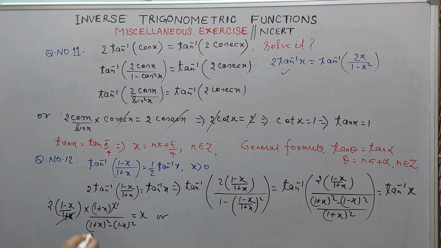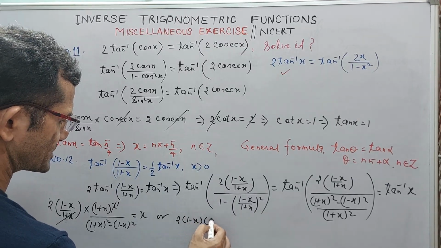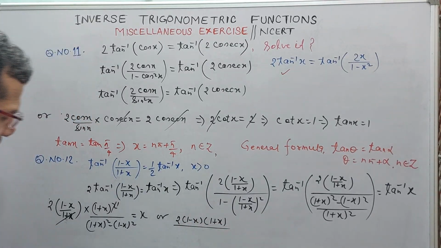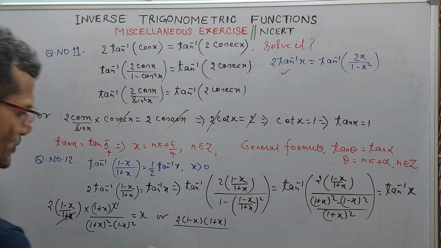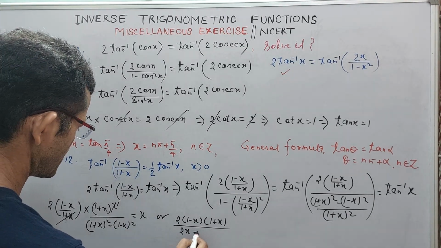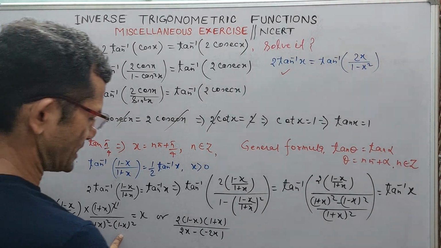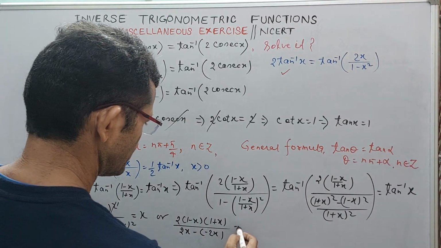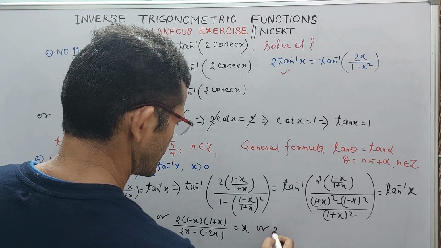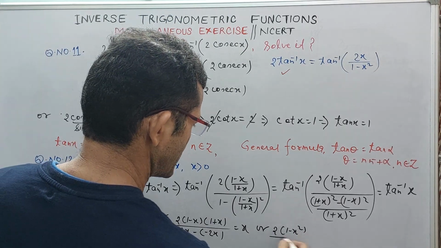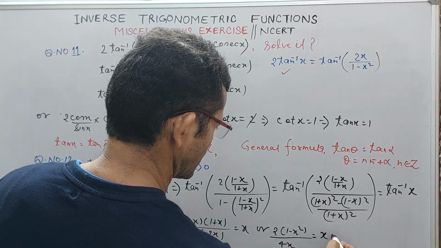Now finally in the numerator it becomes 2 times 1 minus x times 1 plus x. In the denominator, 1 and x square will be cancelled, only 2x plus 2x would remain there. So here twice x plus twice x, with the 1 square and x square cancelling. Now finally the value becomes 2 times 1 minus x square divided by 4x, and is equal to x.